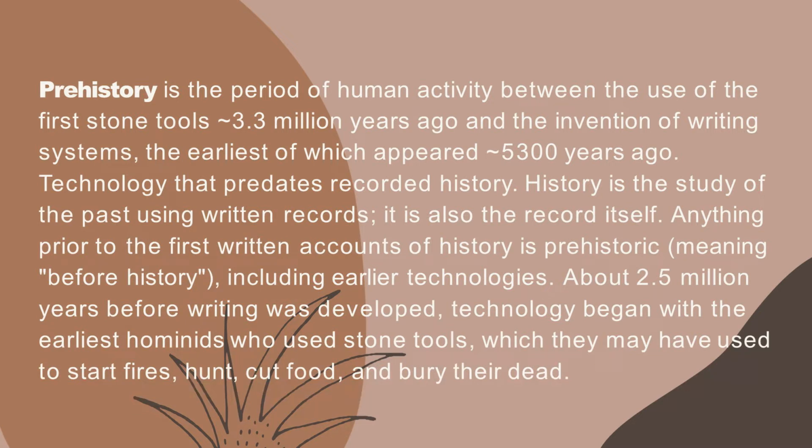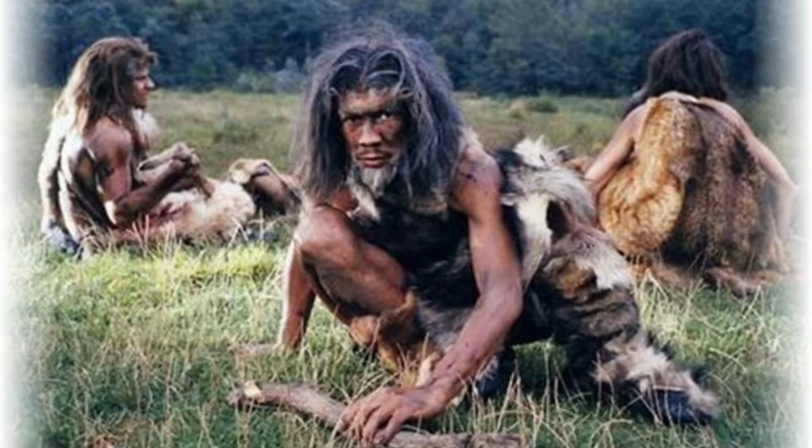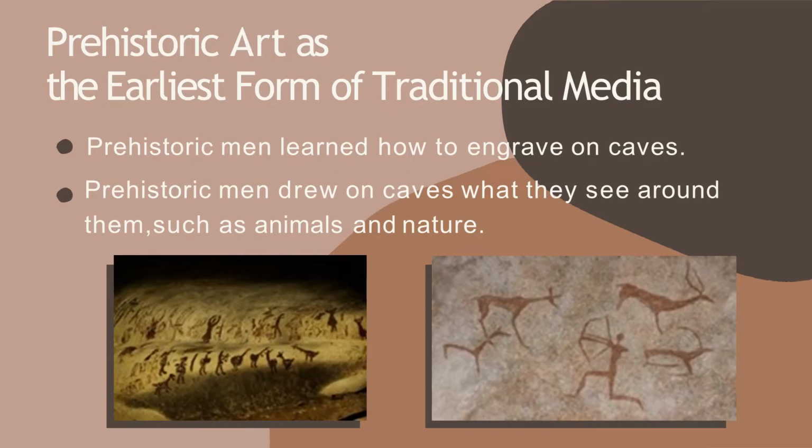History is the study of the past using written records. It also records itself. Anything prior to the first written account of history is prehistoric, meaning before history. Including the earliest technologies, about 2.5 million years ago, before writing was developed. Technology began with the earliest hominids who used stone tools, which they may use to start fires, hunt, cut food, and bury their dead. So moving on, prehistoric art as the earliest form of traditional media.